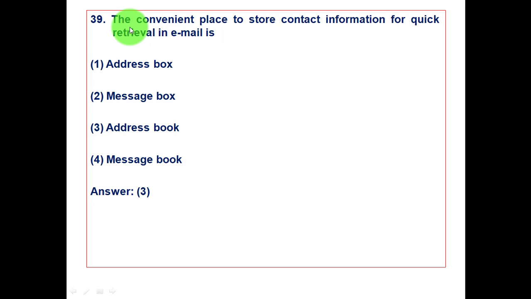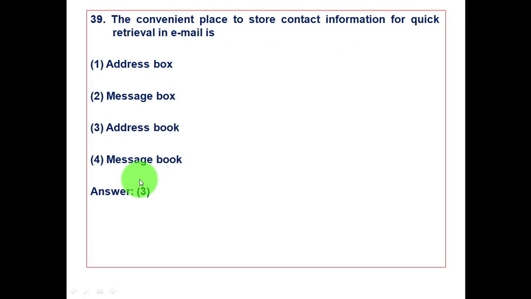Question number 39. The convenient place to store contact information for quick retrieval in email. Okay, where you will store the contact information for quick retrieval in email: address box, or message box, or address book, or message book. Here, see, it will not be address box. It will be address book. Don't confuse the box with book. Address book is the place where you will store contact information for quick retrieval in email.